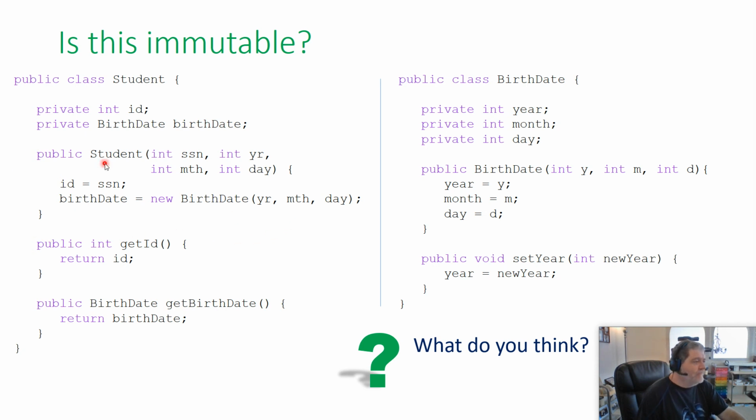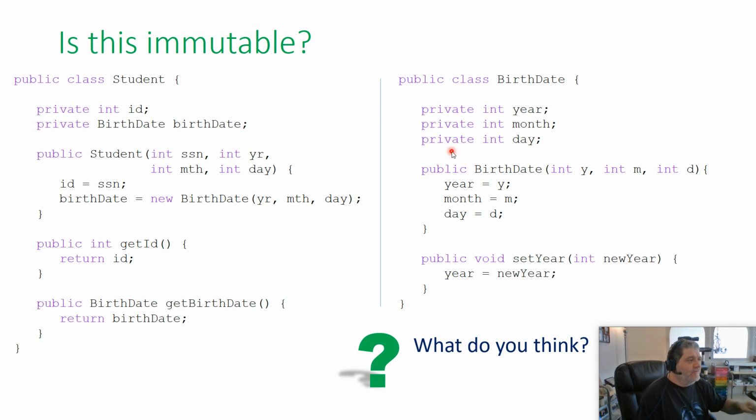So here's my constructor. My constructor takes a social security number, a year, a month, a day. The ID of the student is going to be his or her social security number. The birth date is going to be a reference to a new object of class birth date, to which I'm going to pass the year, the month, and the day. And here's a class birth date. It has a year, a month, and a day as attributes. All of them are int. All of them are private.